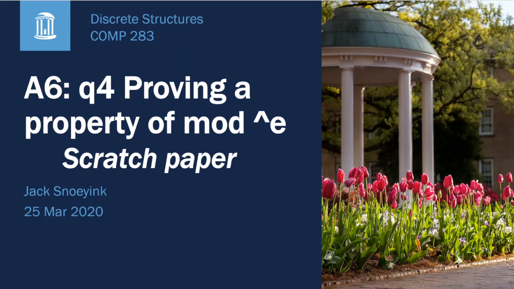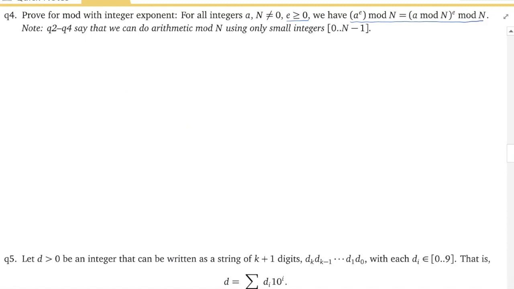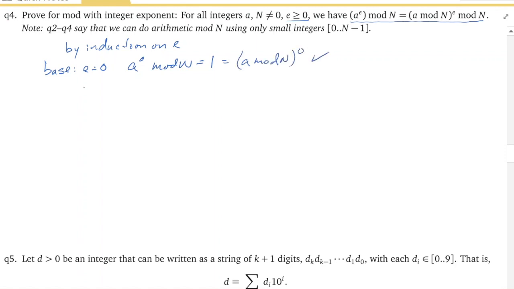Let's prove a property of mod with exponents, integer exponents, where we'll actually be able to use induction. We'll prove this by induction on e. And the base case, well, let's do a few base cases. Base equals 0 would be saying that a to the 0 mod n, which equals 1, is equal to a mod n to the 0. That works. Let's look at a few more.